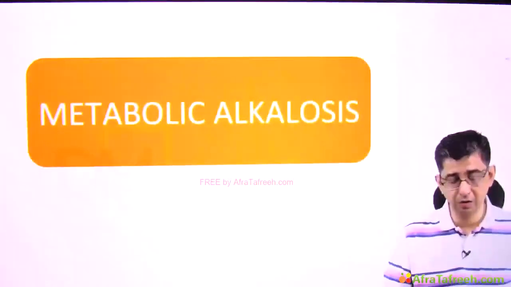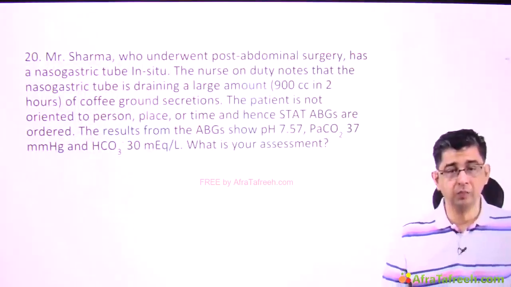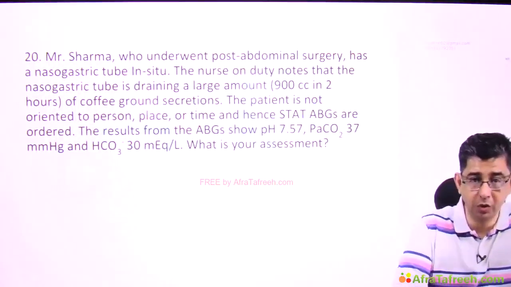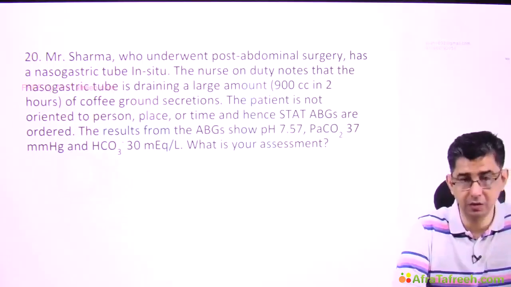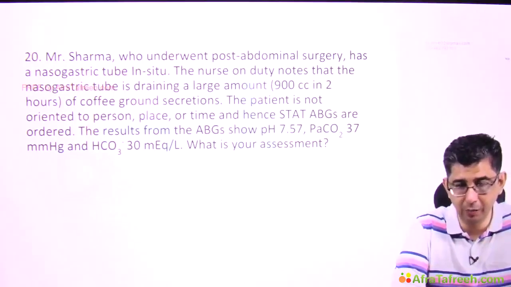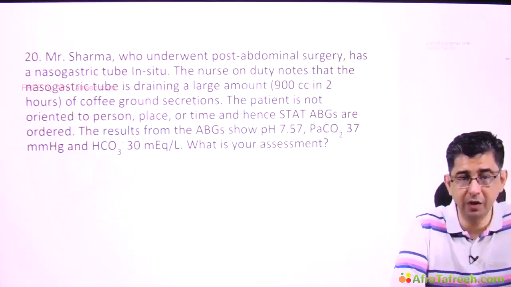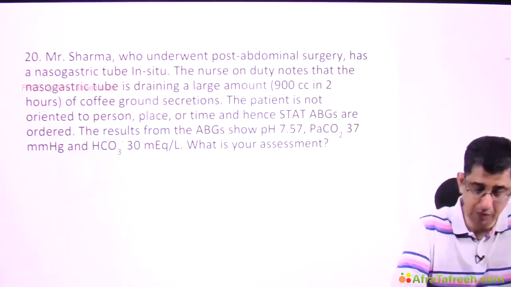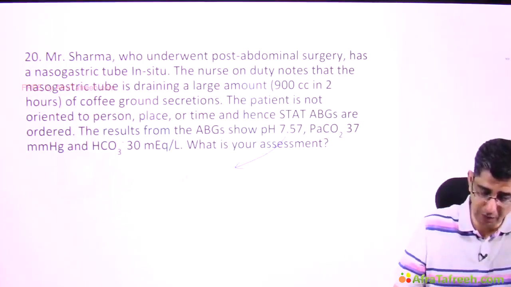We will now be doing questions of metabolic alkalosis. Mr. Sharma, who underwent post-abdominal surgery, has a nasogastric tube in situ. A nurse on duty notes that it is draining a large amount of coffee-ground secretion, so there could possibly be blood which has decomposed, or rather the blood has been degenerated by the acid in the stomach, contributing to acid hematin formation, which is coffee-ground in color. The patient is not conscious, oriented to time, place and person. A stat ABG was done, and this will show the presence of alkalotic pH.